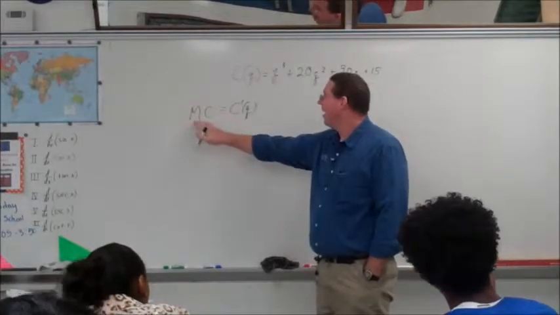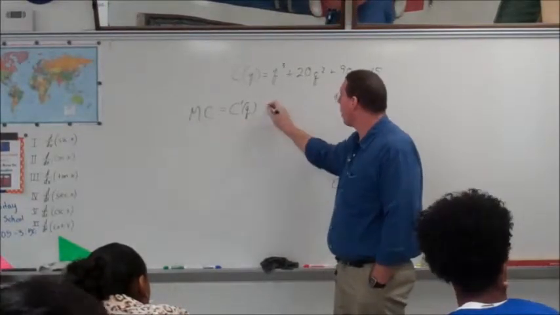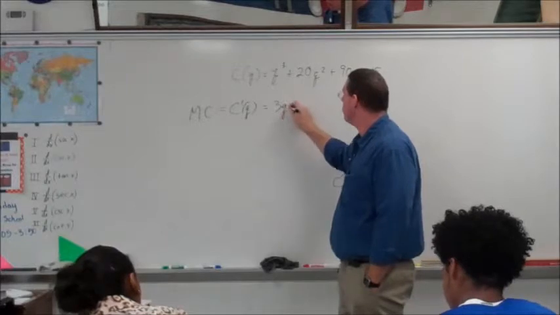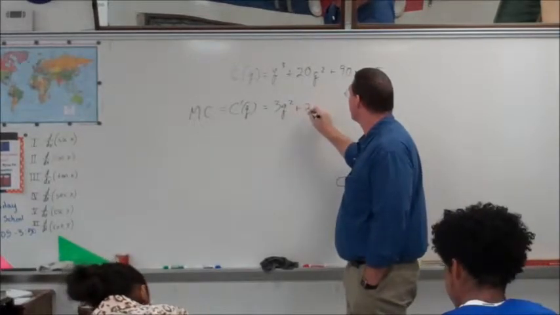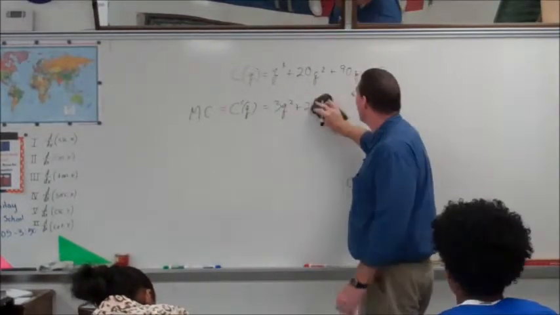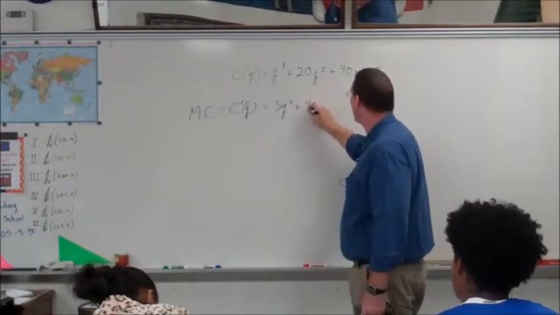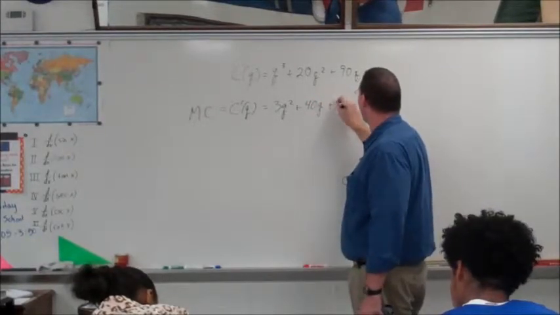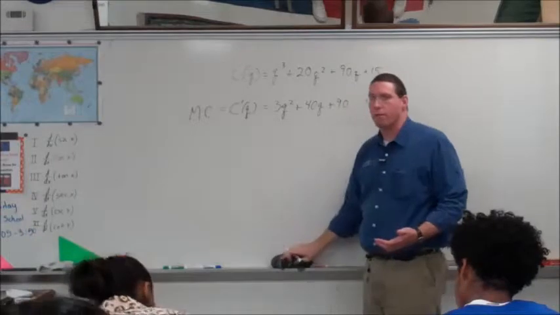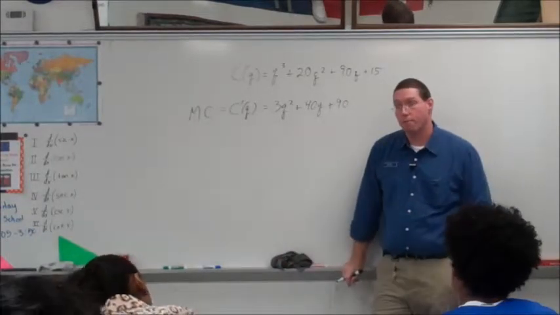So, yeah. Marginal cost is C prime of Q, which is 3Q squared plus 40Q plus 90. So that's the marginal cost. That's the rate of change in the cost.